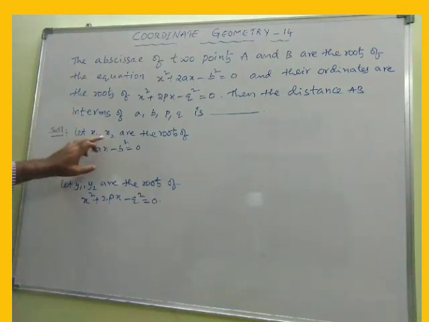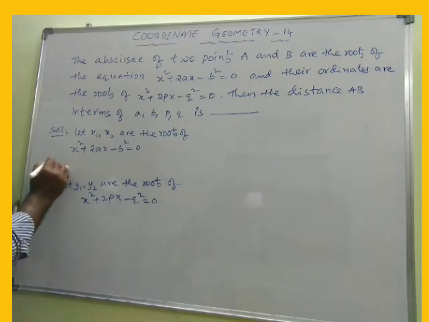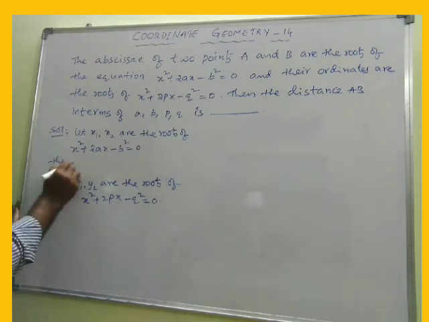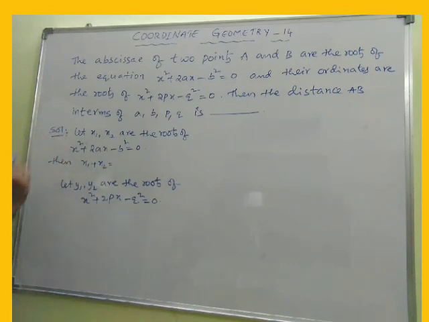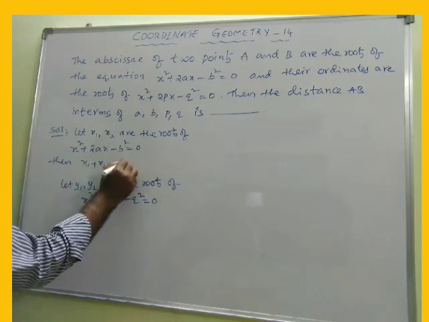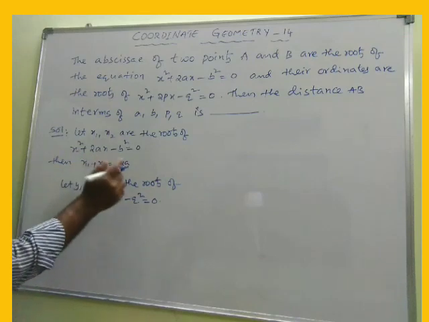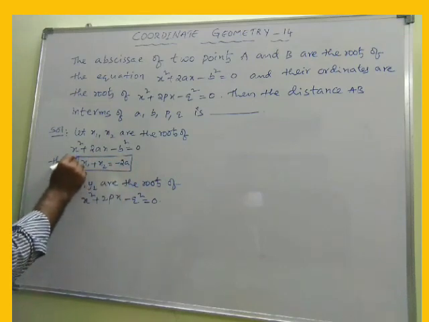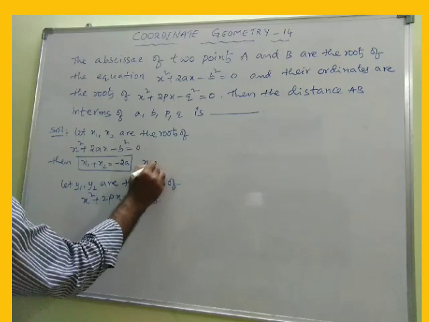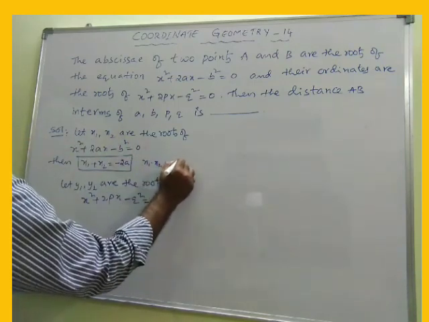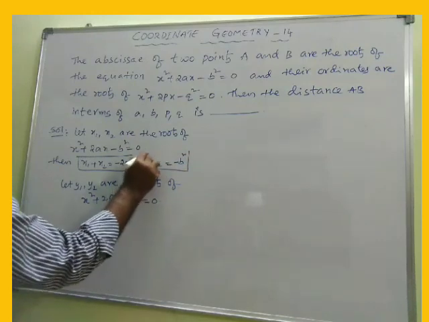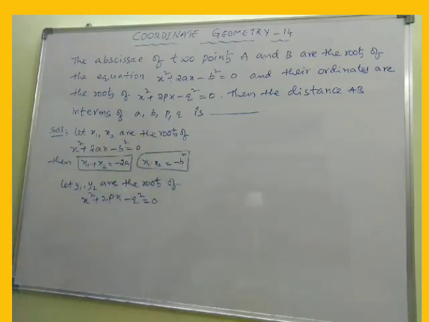So let x1 and x2 be the roots of the first equation. Then you know the sum of the roots. What is the formula for the sum of the roots? x1 plus x2 is equal to minus b by a. According to that, minus 2a by 1, which is minus 2a. And the product of the roots x1 into x2 is equal to c by a, that is minus b square. Okay, sum of the roots and product of the roots.